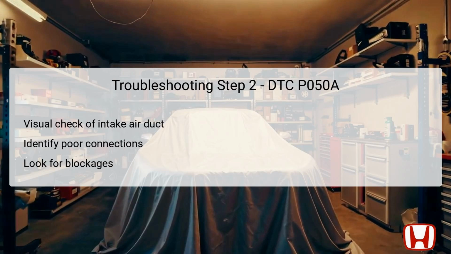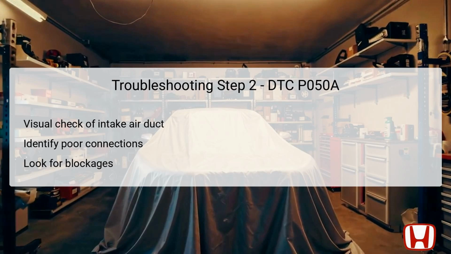In the second troubleshooting step for DTC P050A, a visual inspection of the intake air duct is crucial. Checking for loose connections or physical blockages can reveal issues affecting airflow to the engine. It's important to ensure the duct is securely attached and free from debris that could hinder performance. Any signs of wear, damage, or disconnects should be addressed immediately to prevent airflow restrictions.